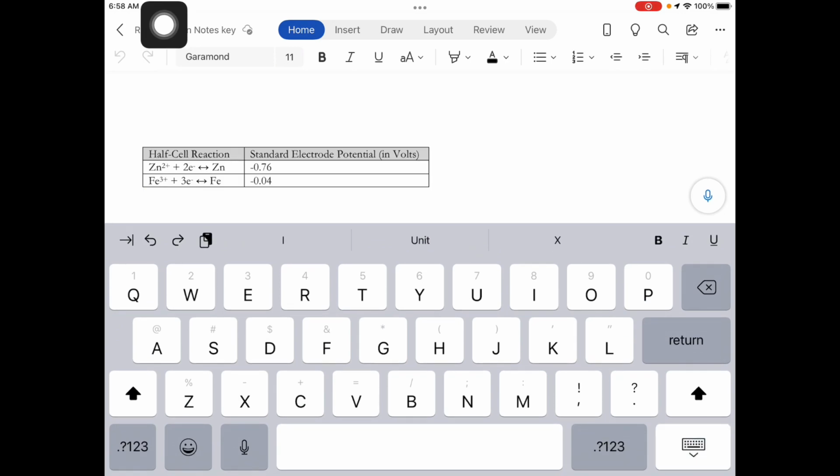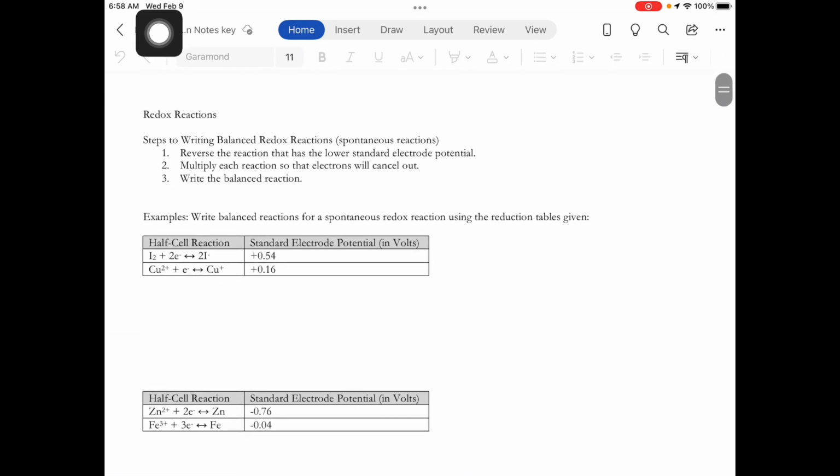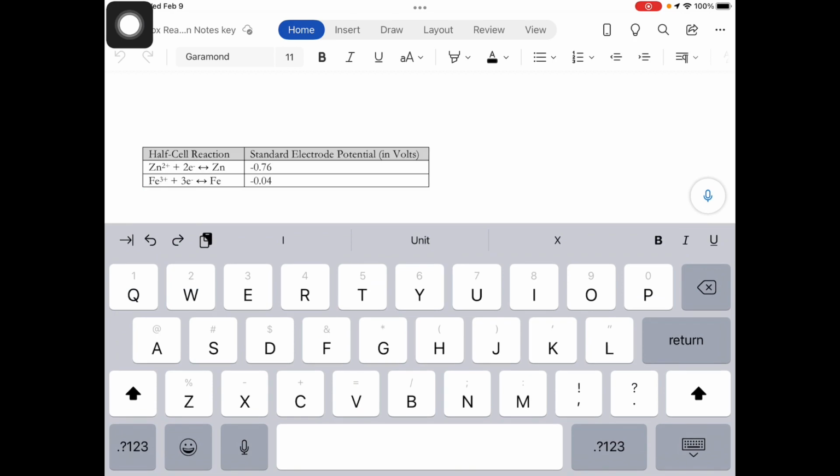So we're going to reverse the reaction that has the lower standard electrode potential. If you remember from the activity that was previous to this folder, in order for the reaction to occur, the anode had to be the lower one, so the one that was being oxidized had to be lower. And so this is why you flip it, because all of these reactions are reduction reactions, because the half reactions are gaining electrons, and since we need the lower one to be oxidized, we have to flip it. Number 2 is multiply each reaction so that the electrons will cancel out, and then write the balanced reaction.